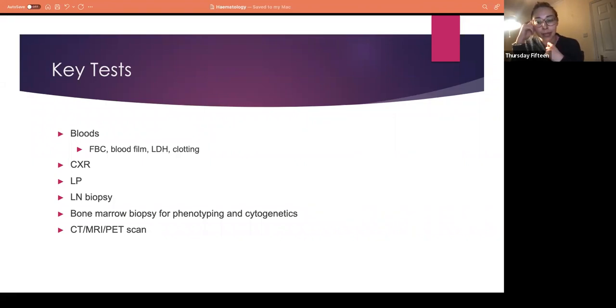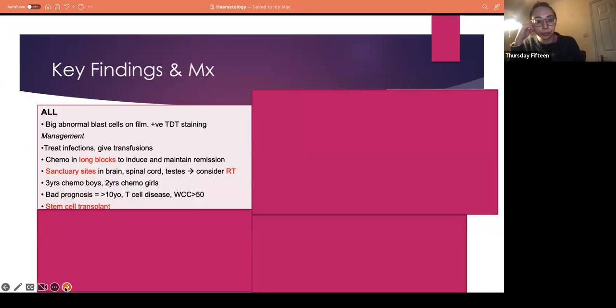a bone marrow biopsy for phenotyping the cancer and cytogenetics, but you'd only do that if you thought it was worthwhile. So if someone was presenting with CLL who was a really elderly, frail patient, and you're pretty confident from the bloods that they have CLL, and you're probably not going to give them chemo, there's no point putting them through a bone marrow biopsy. Then you might also want to do a staging CT, MRI, PET scan.